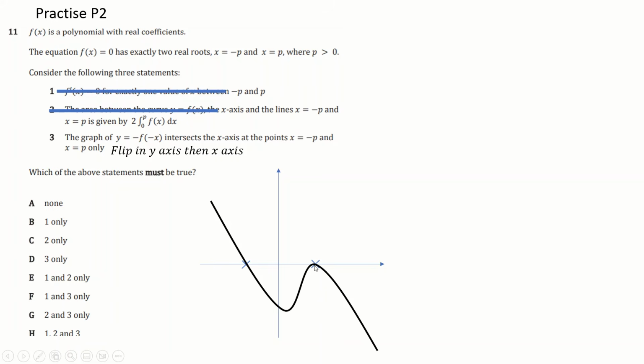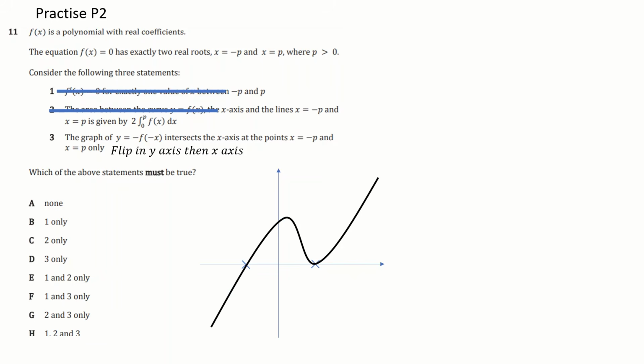Then you flip it in the x-axis, but again, when you flip something in the x-axis, the points that stay in the same place are the roots. Everything else flips to the other side. And so you're still only going to have two roots when you flip it in the x-axis. And so this is just by thinking through what this actually does, you realize that this is definitely always true.